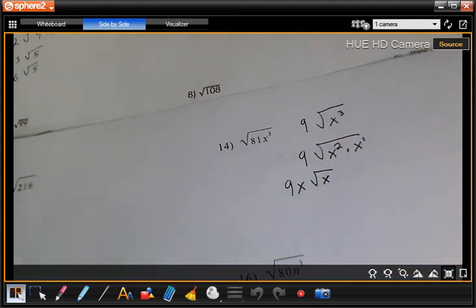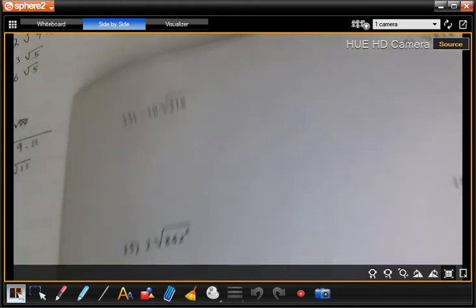I have like 4 people ask me a question at once, but I'm trying to. Yes, Nevaeh? So number 15. Nevaeh would like to do number 15.